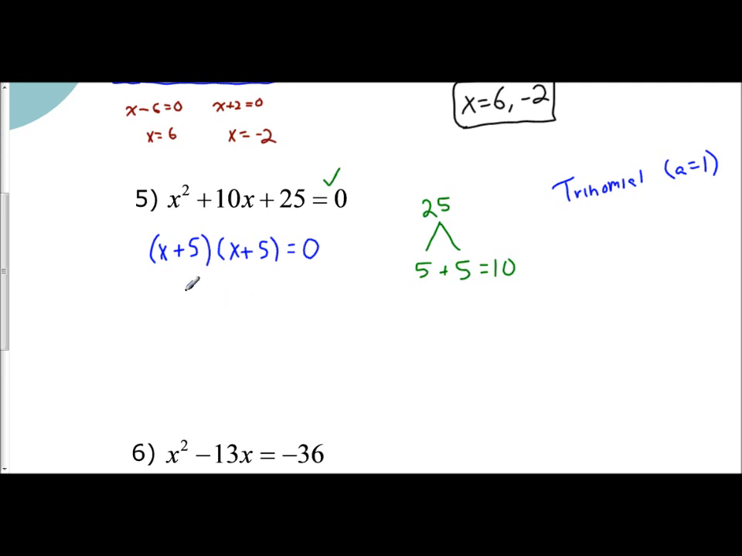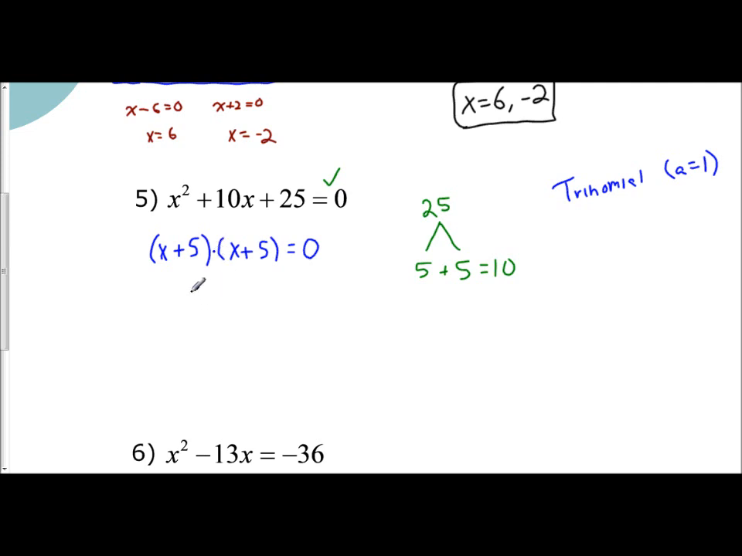Now, you have to understand what you're writing down first. Don't just go from here. I'm going to set each factor equal to 0 and solve. You can. You're going to get the same answer, but always look at what you're doing. You have x plus 5. You have x plus 5. It's the same factor. So if you set the first one equal to 0, it's going to be the same thing as setting the second one equal to 0. If I take a look, it's the same factor being multiplied together.